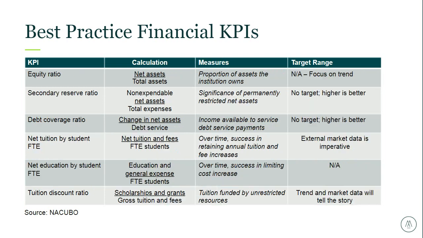This next slide, you'll notice that NACUBO doesn't want to establish targets for. This is where you want to establish your own target. You want to really dig in and figure out, where do we want to be? I wanted to point out the secondary reserve ratio, which is where we look at our permanently restricted assets. So when we think about our endowment and what we can and cannot spend. Many of the funds that come in higher education have restrictions associated with them because that's how people like to give to higher education.